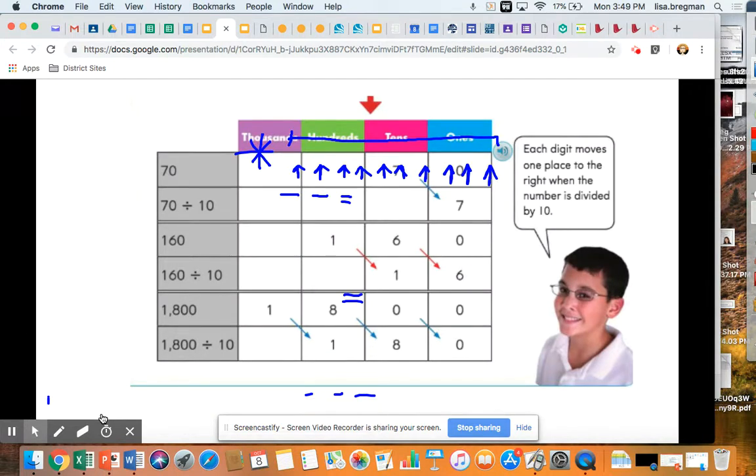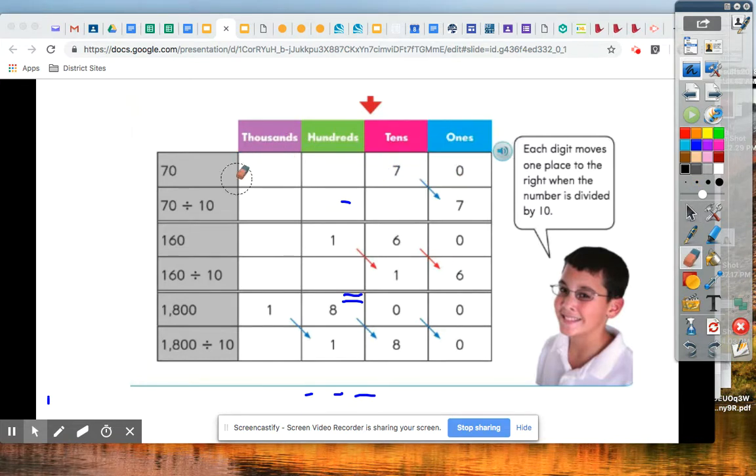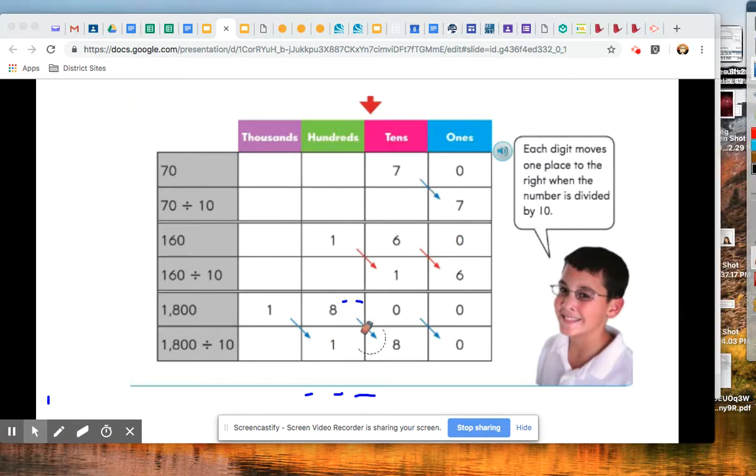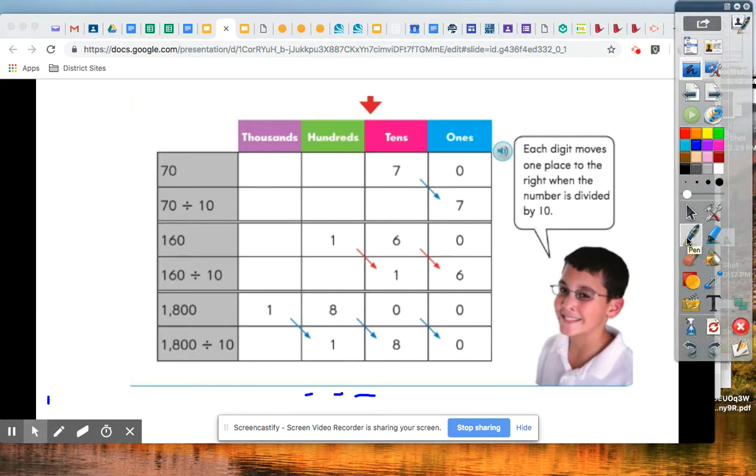So now, I'm going to use a different eraser here. Just to look at it in a place value chart, if we were to divide by 10 as we did, each digit this time moves one place to the right when the number is divided by 10, and you see it loses a 0.